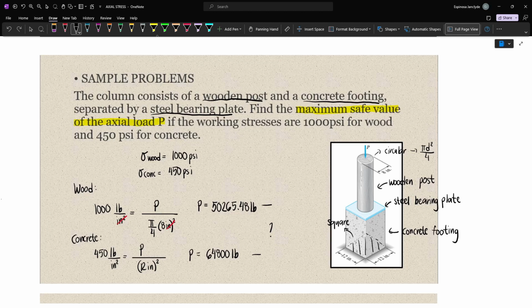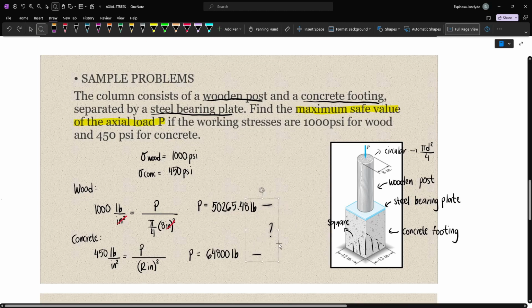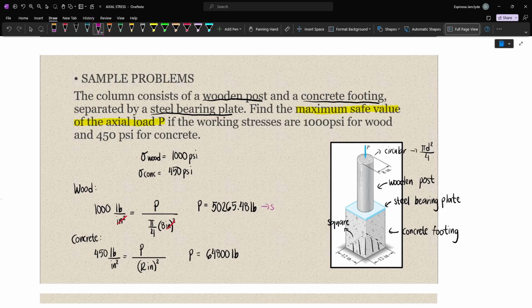Now, we know that the larger the load, the greater the capacity of our member should be. And so that means that carrying a smaller load will be safe, because our members will not carry a lot. Notice that the concrete footing can carry 64,800 pounds. However, the wooden post can only carry 50,000 plus pounds. And so that means that our concrete footing has a greater capacity. However, we will always consider the weaker member, because that will govern the design of our structure.